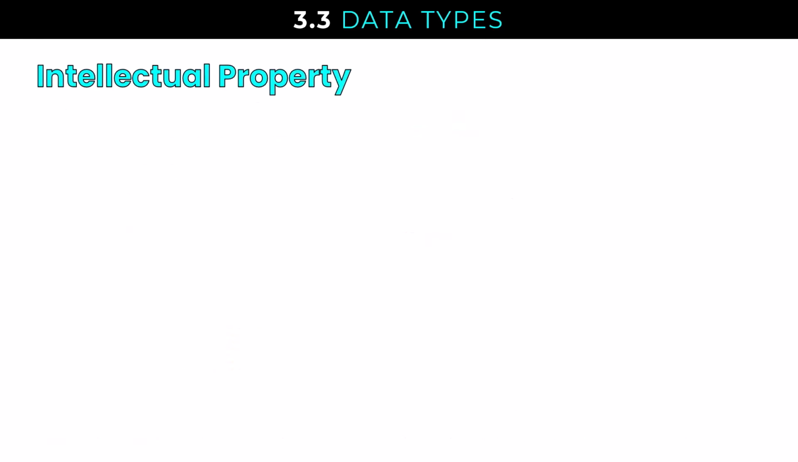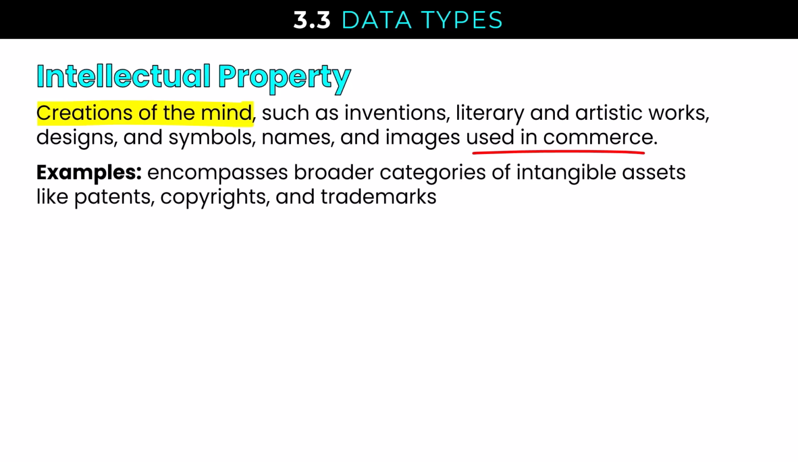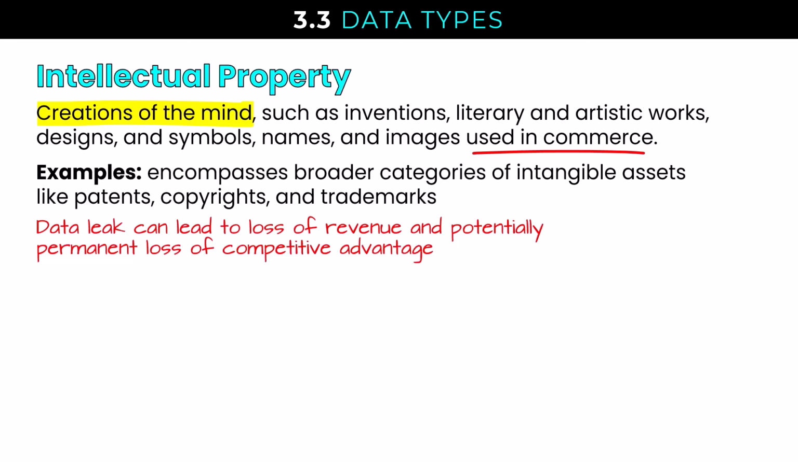Next, we have intellectual property. These are creations of the mind, inventions, literary and artistic works, designs, symbols, names, and images used in commerce. So, intellectual property encompasses broader categories of intangible assets like patents, copyrights, and trademarks. And a data leak involving intellectual property can lead to loss of revenue and potentially permanent loss of competitive advantage.